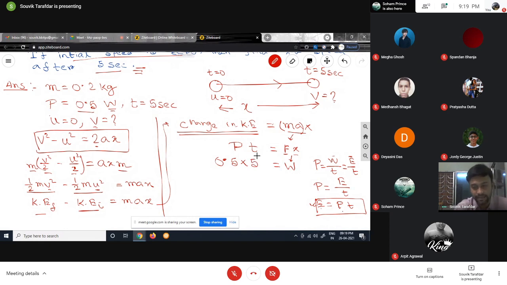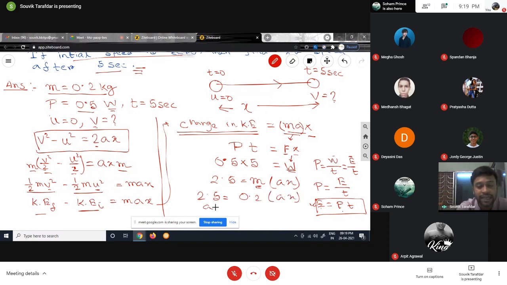So 0.5 into 5 will be 2.5, students. And if in this place I write m a x, the same thing, then it is m into a into x, correct? So m is how much? M is given. So 2.5 is equal to m, which is 0.2, into a into x.